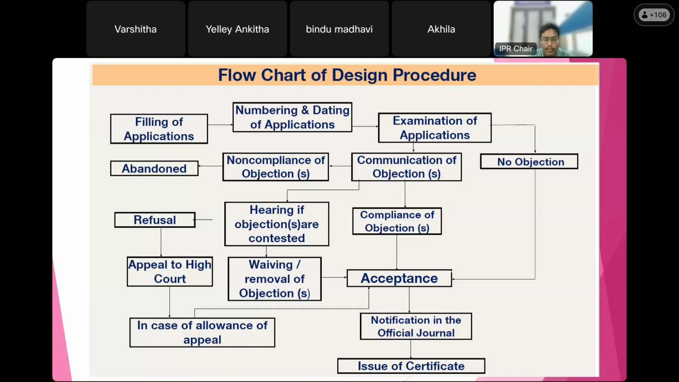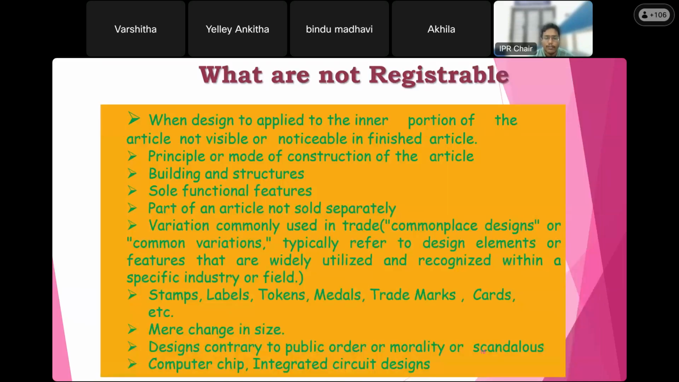it is not accepted, in case of allowance of appeal, you can appeal the registrar's decision to the High Court, saying that whatever the registrar is objecting to is not justifiable, and you can get the registration done. So this is the basic flow diagram in the Patent and Design Office, Controller General of Patents, Designs and Trademarks Office.